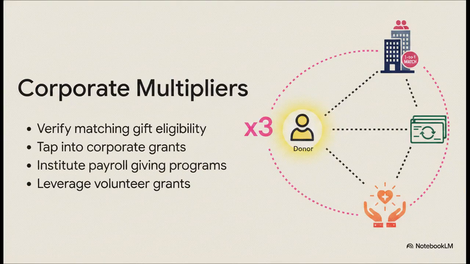But hey, the leverage doesn't have to stop there. By looking at employer data you gathered during your research, you might just unlock a triple match effect. First off, verify their matching gift eligibility. Their personal gift might be matched one-to-one by their employer before the public even gets involved. You could also tap into corporate grants for aligned missions, set up long-term payroll giving programs, or even leverage volunteer grants for their board service hours. It's all about maximizing every single possible revenue stream connected to that one individual.